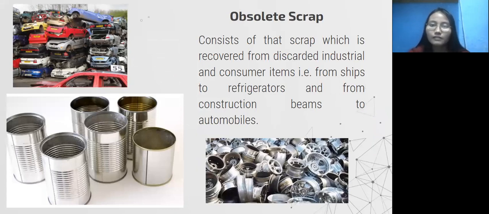And the last, obsolete scrap, consists of the scrap which is recovered from discarded industrial and consumer items, such as from ships to refrigerators and from construction beams to automobiles. The difference between these three scraps is that internal scrap is produced from the steel making plant, from scrap is produced from the manufacturing plant, and obsolete scrap is produced from consumer or discarded industrial items.